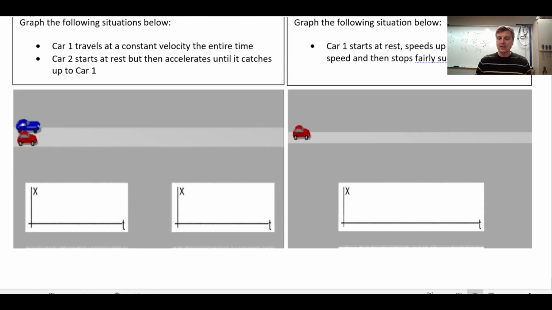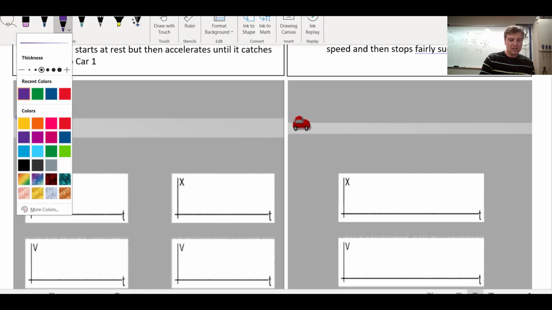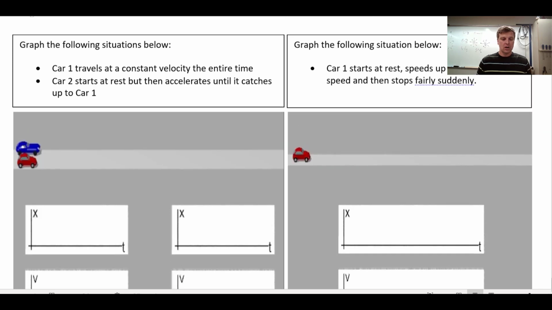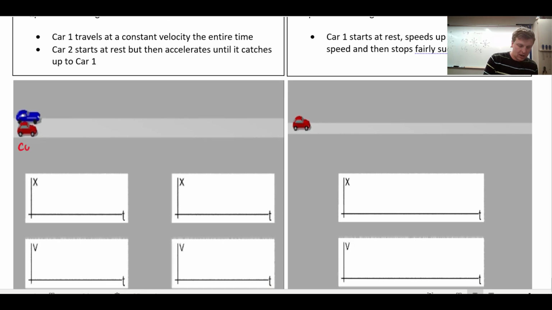So we're going to practice, and one of the best ways to practice this skill, or to check your understanding, I should say, is to try sketching out these curves. Okay, so we'll get two examples here. In this first example, imagine this red car and this blue car having a race, okay? And the red car, car 1, travels at a constant velocity the entire time. So the red car here goes at a constant velocity.